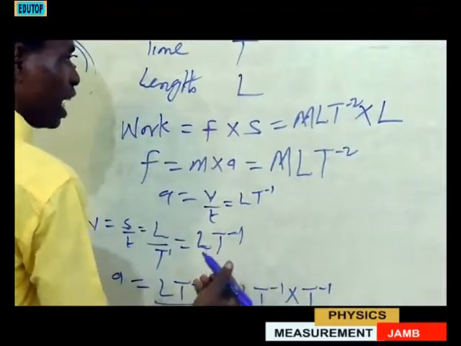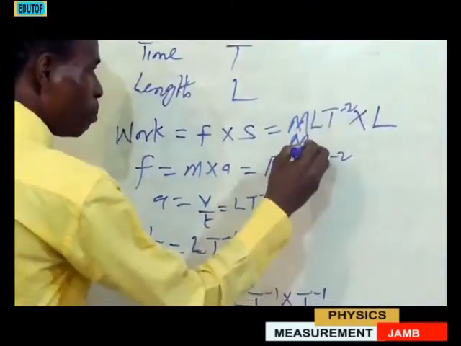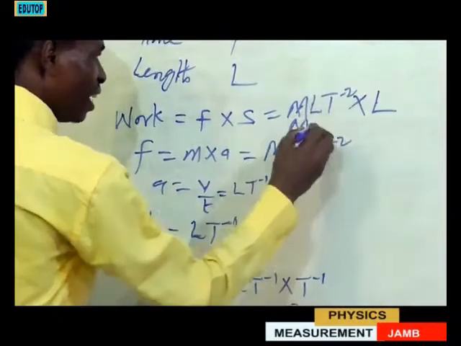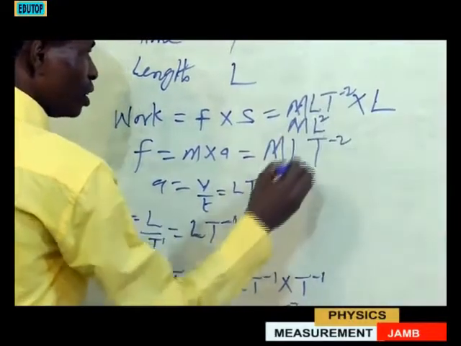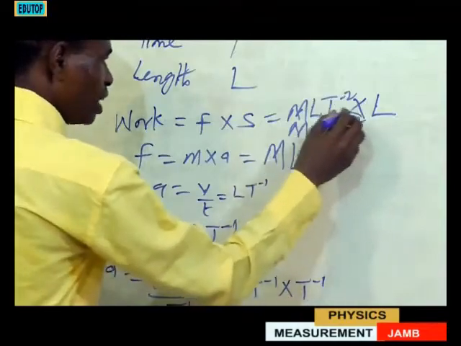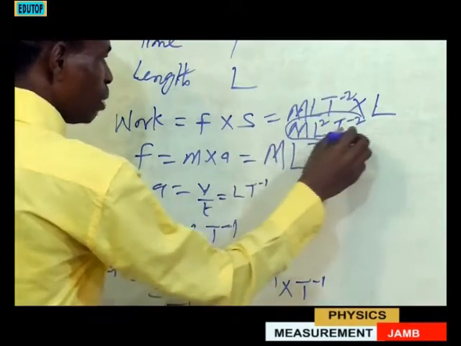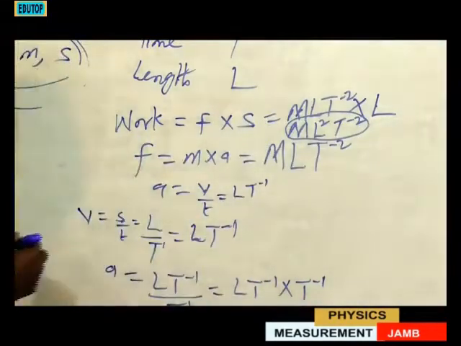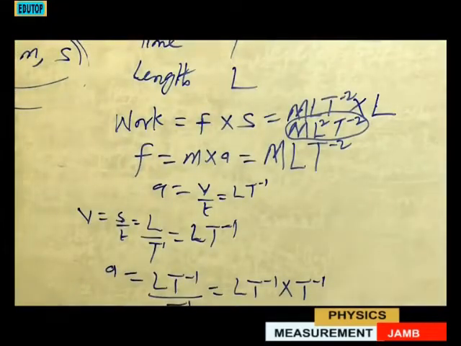If you put it together, you are going to have M L times L squared T raised to the power minus 2. So this one now is the dimension of work: M L squared T raised to the power minus 2. That is the dimension of work.